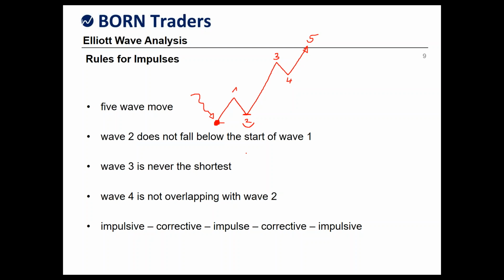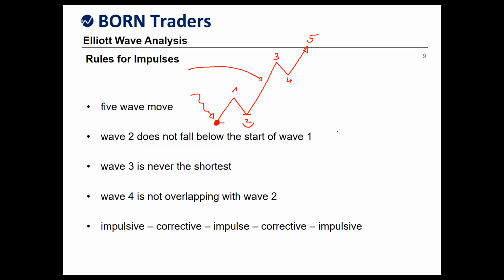That's really, really important. The second rule is the third wave is never the shortest. This is the third wave, and it's not the shortest. This does not necessarily mean that this is the longest, but definitely it's not the shortest wave. Sometimes the 5th wave is even longer than the 3rd wave, but the third is never ever the shortest. If it's shorter than all of the other ones, then you know, I understand this is not an impulse. The 4th wave is not overlapping with wave 2. This is also absolutely crucial, but it's easy.